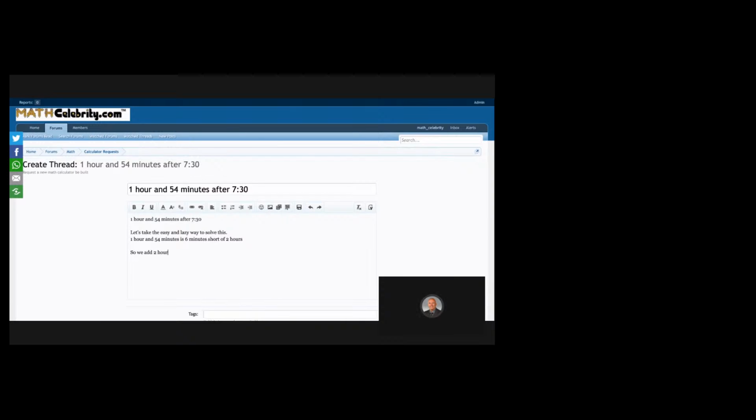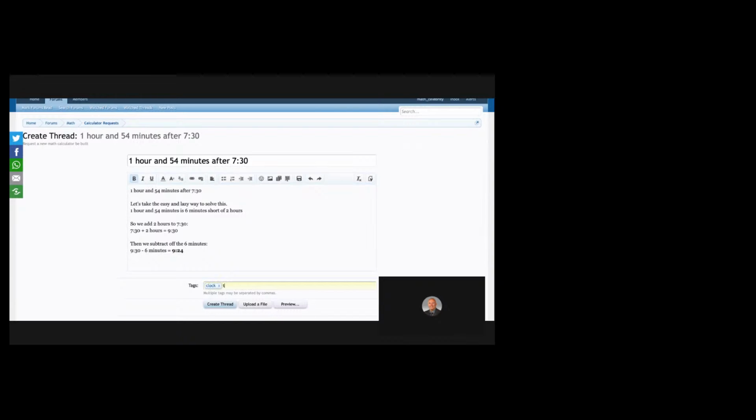So we add 2 hours to 7:30. 7:30 plus 2 equals 9:30. Then we subtract off the 6 minutes. 9:30 minus 6 minutes, I should say 2 hours to be specific, equals 9:24. Some students struggle because they'll add an hour, 8:30, and then they'll ask, okay, what's 54 minutes? It's hard to picture that in your head. The shortcut and lazy way is to recognize that 1 hour and 54 minutes is close to 2 hours. It's 6 minutes short. So just add the 2 hours and then subtract off the 6 minutes and you get your answer. So you see how fast that can be done.